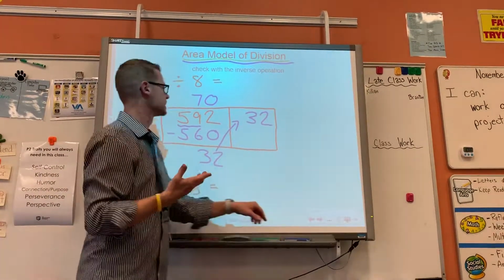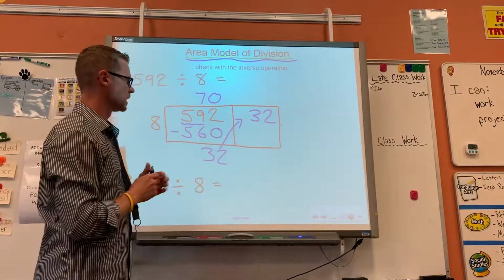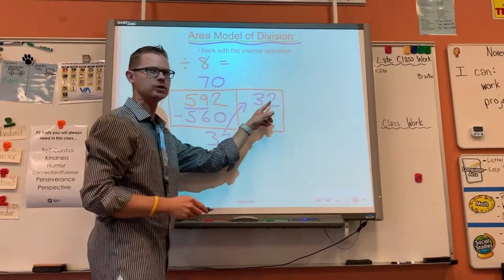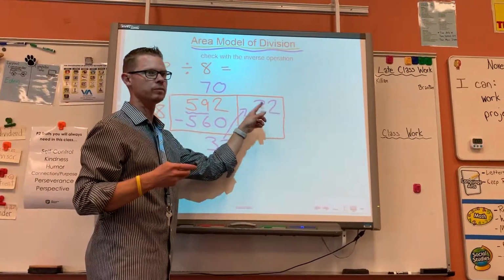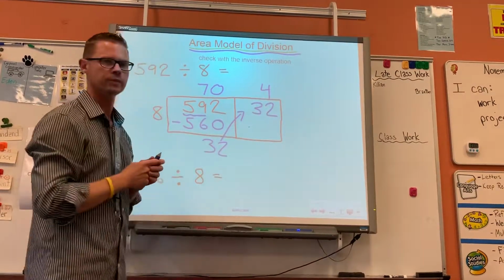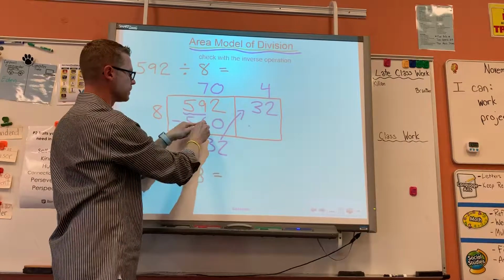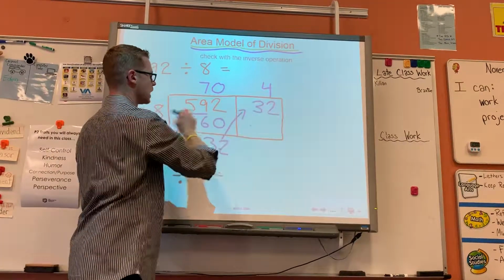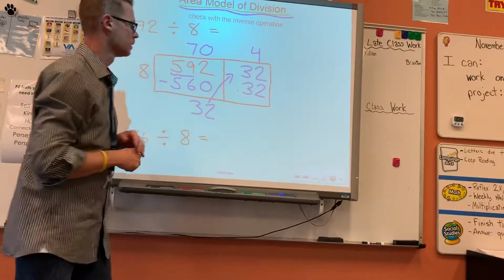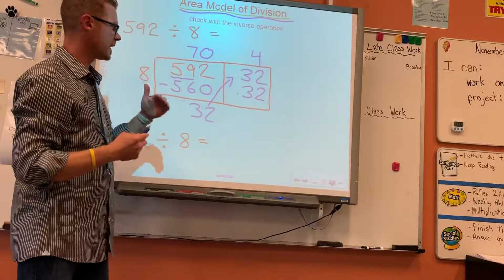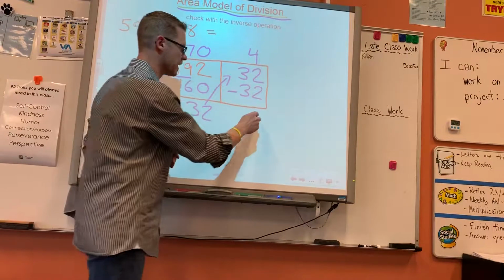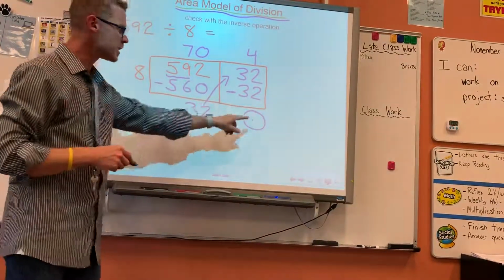Then the process repeats itself. I want to think, 8 times some number gives me close to 32 without going over. Well, I know 8 times 4 is 32, so I'm going to put my 4 above my 32. Just like before, we multiply the outside number to get the inside, so I'm going to multiply that 4 times 8, and I know 8 times 4 is 32. Last, we're going to subtract our difference. I have 32 minus 32. Well, that's easy, I know that's 0. There's nothing left for me to divide.